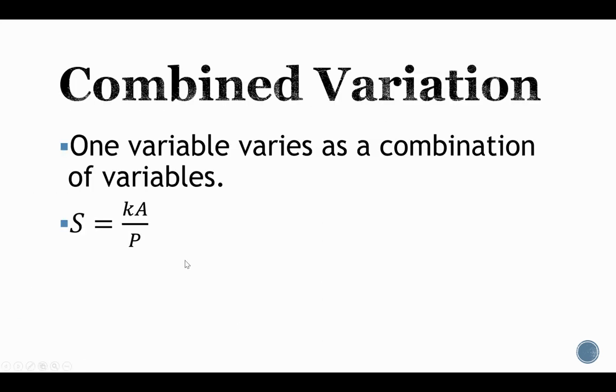Okay. Last but not least, combined variation. One variable varies as a combination of variables. You can see here, it's basically like taking the inverse, but you're also having a direct, so you've got a bunch of stuff going on here. The example given is S equals some kind of constant of proportionality K times A over P.